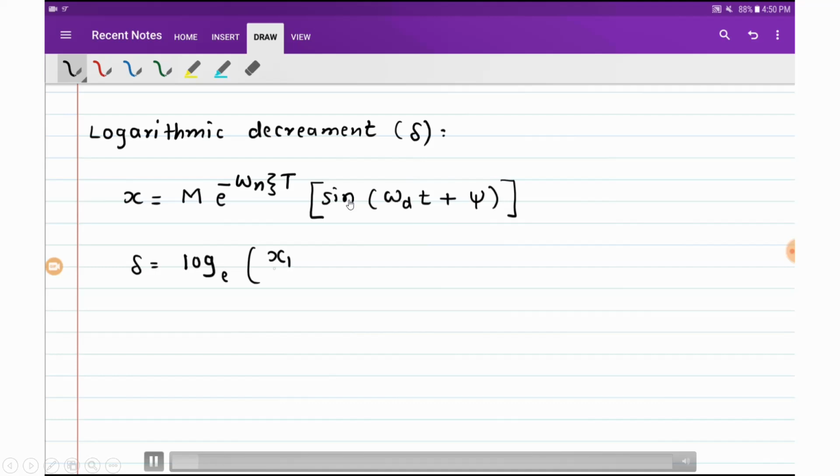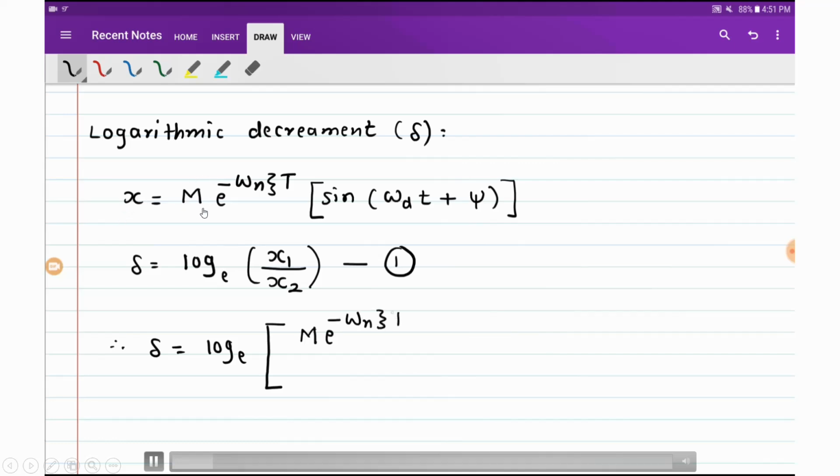Now we know that the logarithmic decrement delta is defined as ln of the ratio of successive amplitudes, or log to the base e of the ratio of successive amplitudes. That is log of x1 by x2, log of x2 by x3, log of x3 by x4 and so on. In place of x1, this is the amplitude part, M e raised to minus omega n zeta t. This is the time period which is required for the first cycle. For the second cycle, t is replaced by 2t. Then what will happen in this particular case?